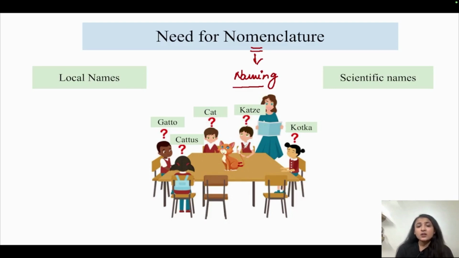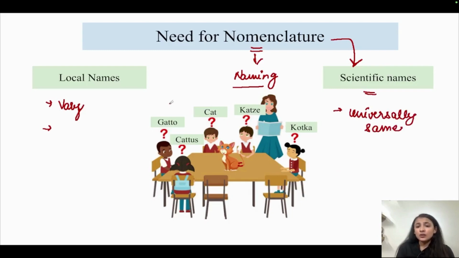There was then a need to have a unique name for this organism so that all of these students could identify it with that name. So this unique name is provided via the scientific naming of living organisms, which involves nomenclature. All of these are local names, and local names will vary from region to region. That is why local names become problematic after a certain point, and scientific names are universally known. Universally they are the same.